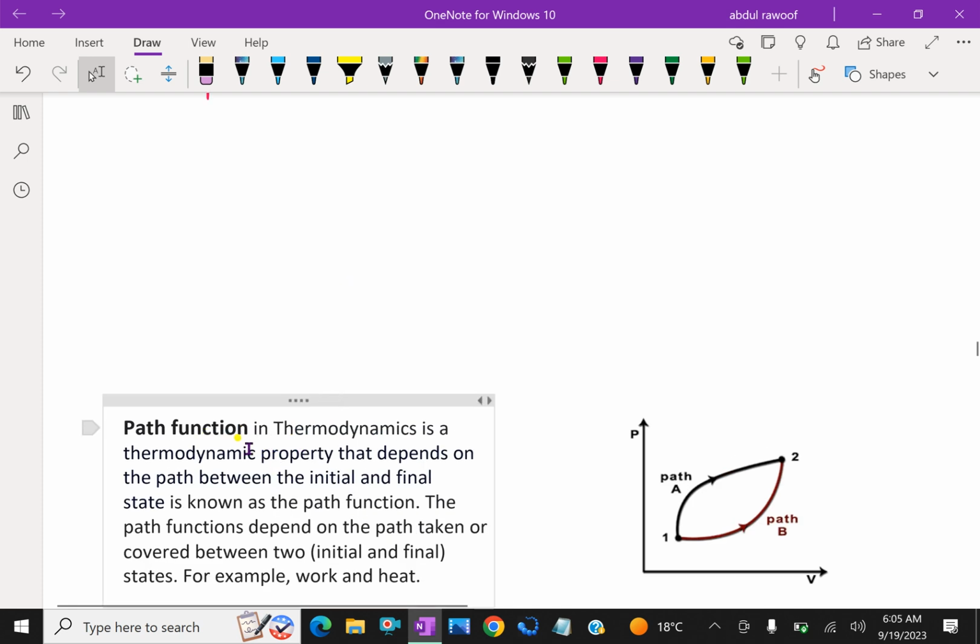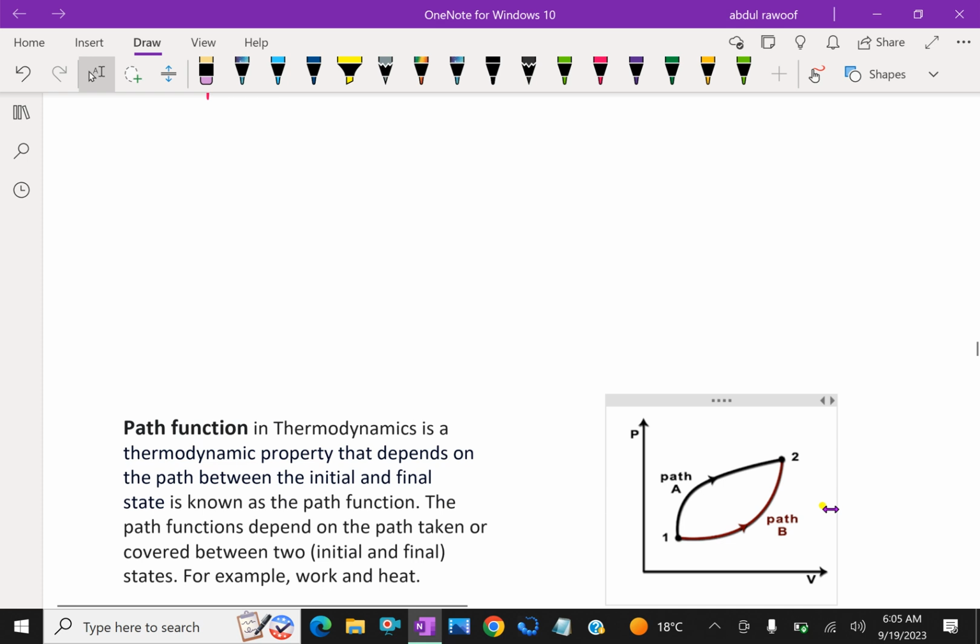A path function is a thermodynamic property that depends on the path between the initial and final state. Path functions depend on the path taken between the initial and final states, for example work and heat. Here, from state 1 to 2, the system may reach through path A, or through path B, and the value depends on the path it takes to reach the final state.